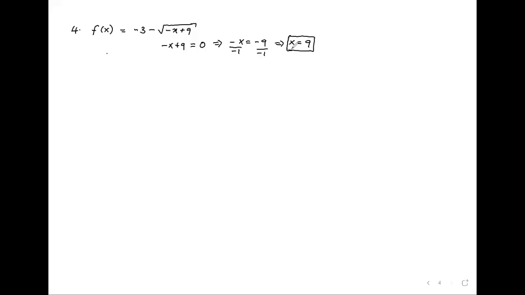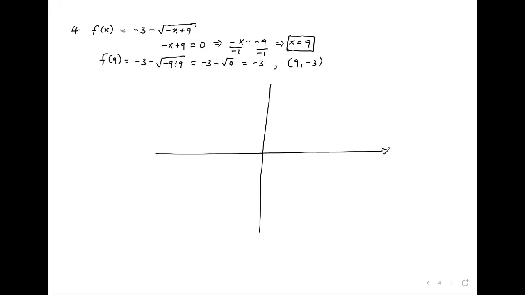That value of x we take in the original function. So we have -3 minus the root of -9 plus 9. This is -3 minus the root of 0, which is equal to -3 just. So we have a point (9, -3) as a starting point, starting from there.